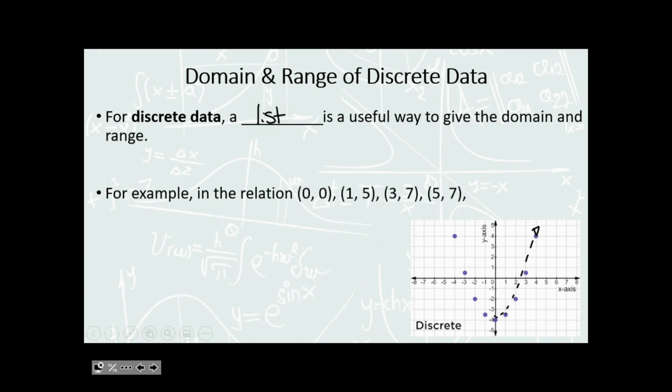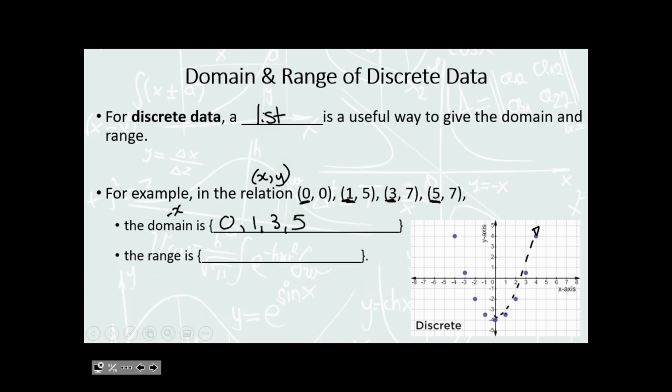So for example, in this relation, how would I list out my domain? Well, the domain is all of the x values. And remember, the points always come in the form x comma y. So the domain for this would be 0, 1, 3, and 5. What's the range of this particular data set? Well, that would be just these y values. So 0, 5, and 7. I don't need to include the next 7 here because I already have it written down. We don't include repeats.